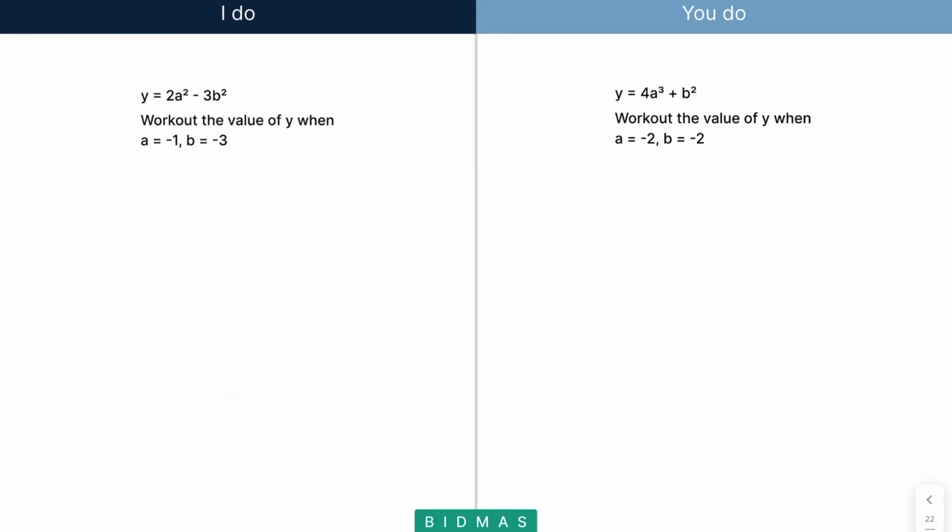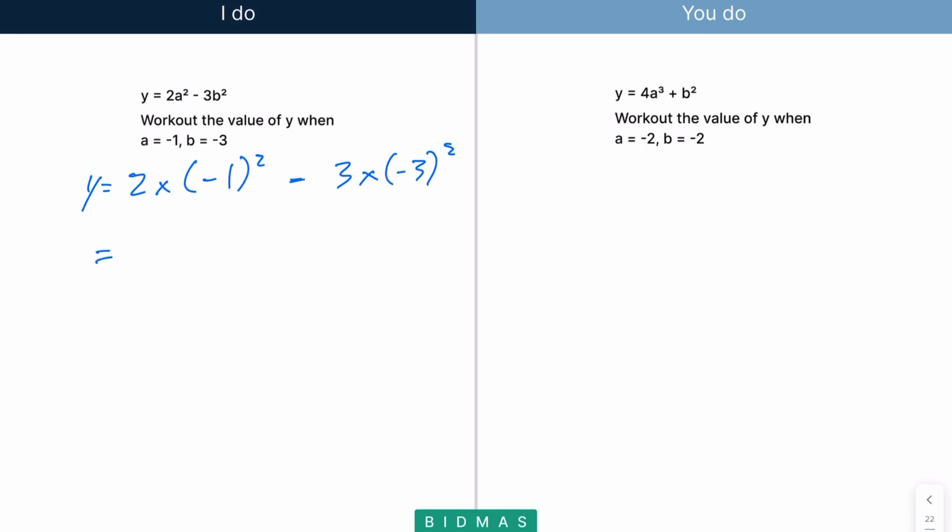So moving on to looking at questions with negative numbers. So here we have y is equal to 2 times a squared. So we're going to use brackets because it's negative. And then we have the negative there. And then we have 3 times b squared, which is just minus 3 squared.